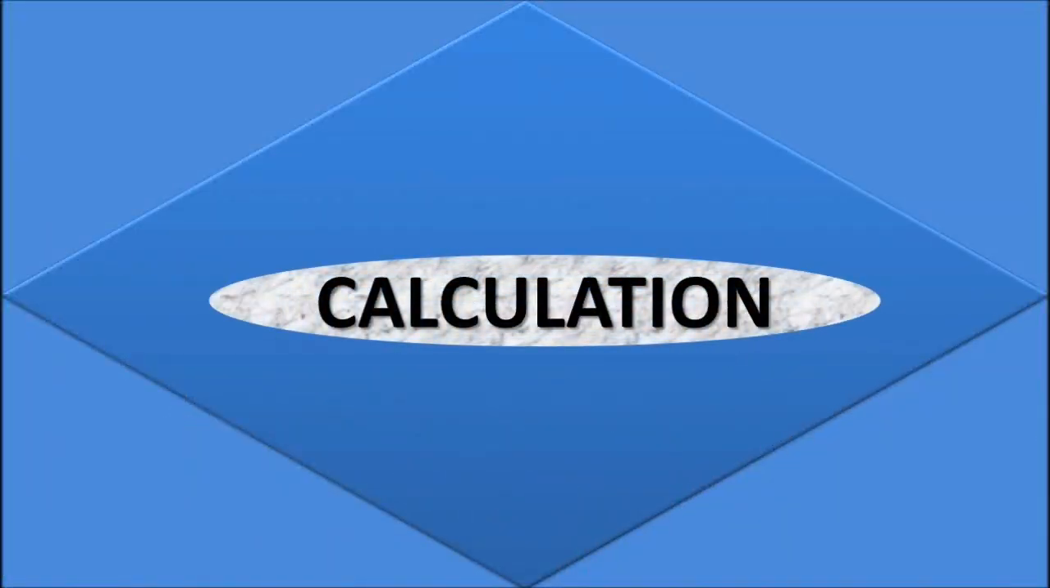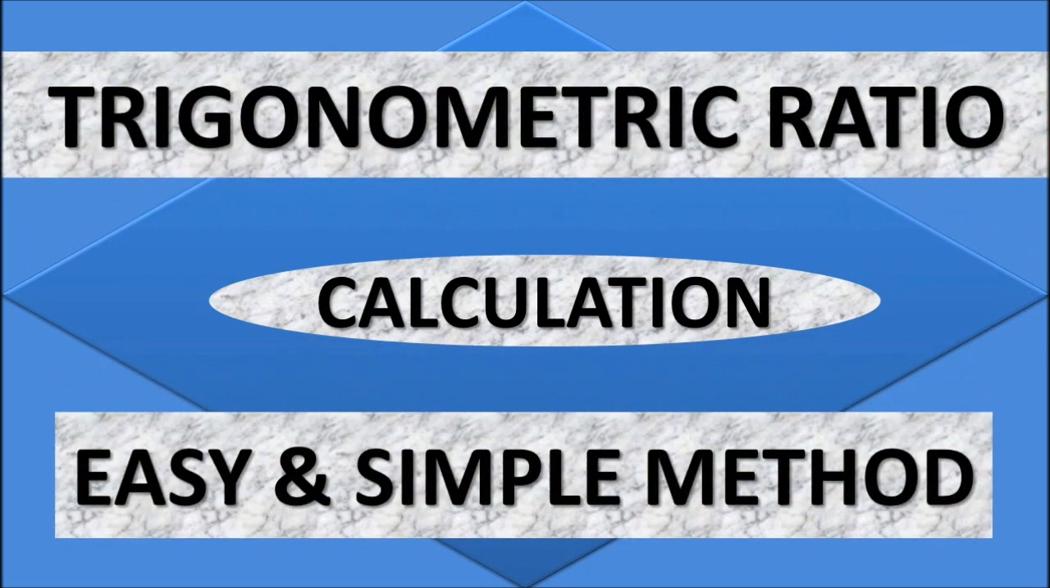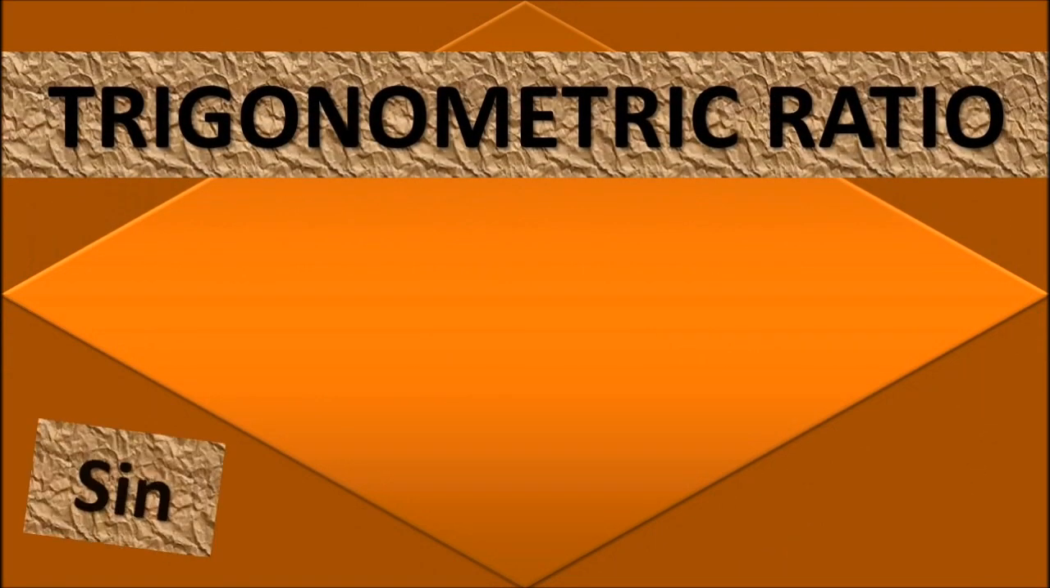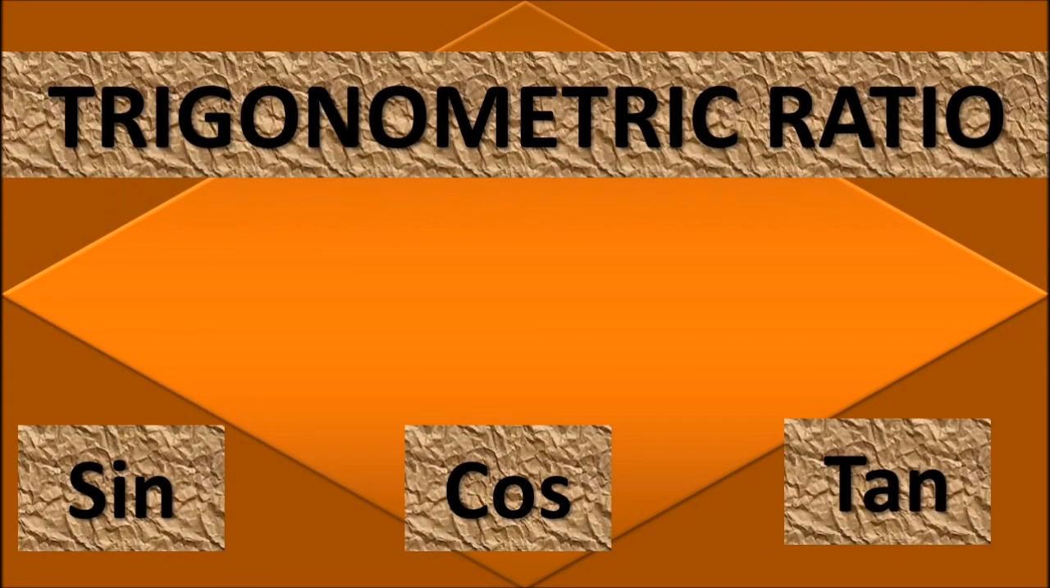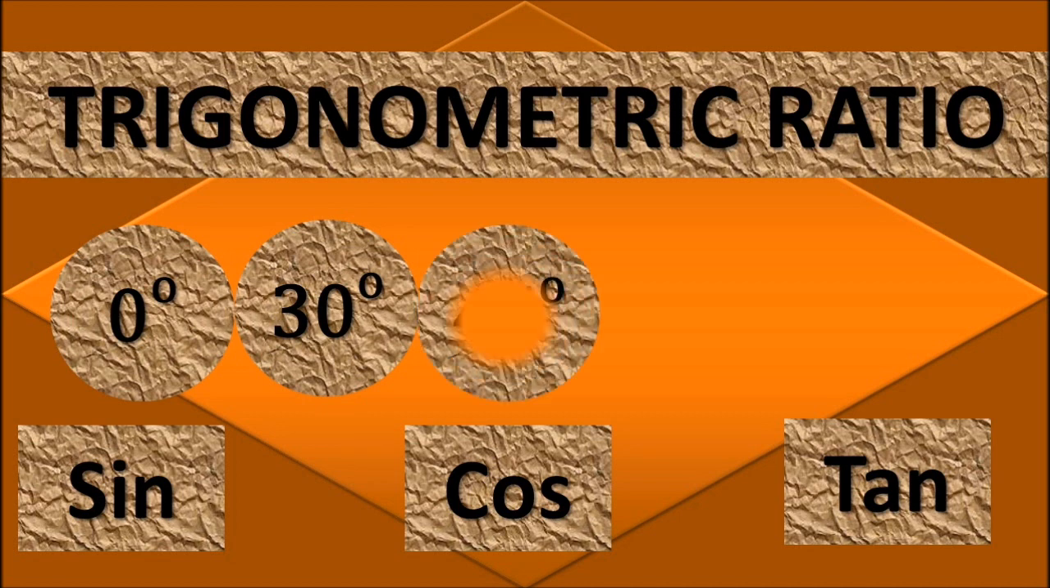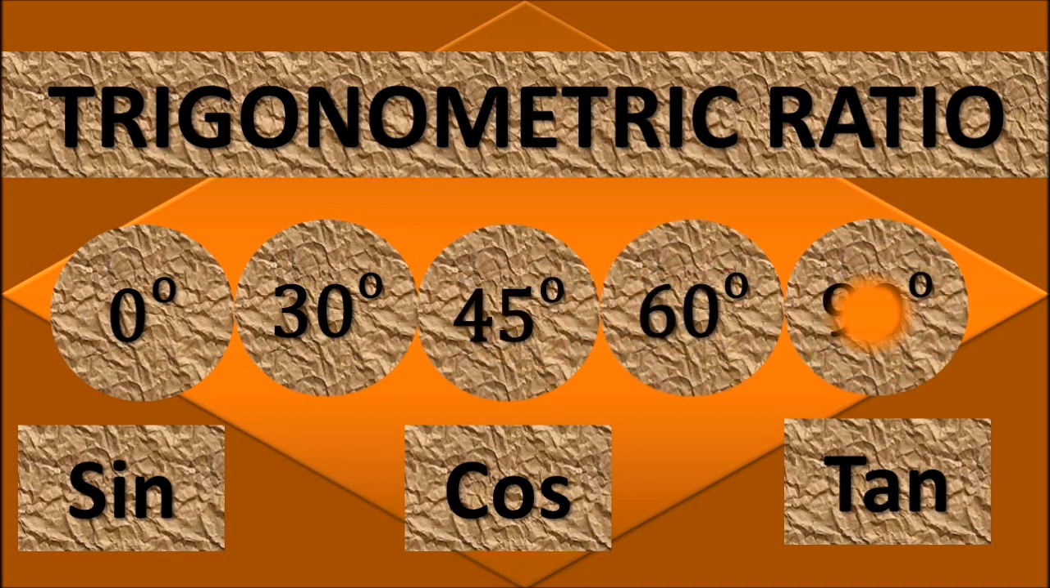Do you know how to calculate the trigonometric ratios in an easy and simple way? Some of you may have learned to calculate it using your fingers. Here is another simple method which will be useful to many of you. Basically, we must know the values for the trigonometric ratios for sine, cos and tan at 0, 30, 45, 60 and 90 degrees respectively. Rest can be calculated easily.